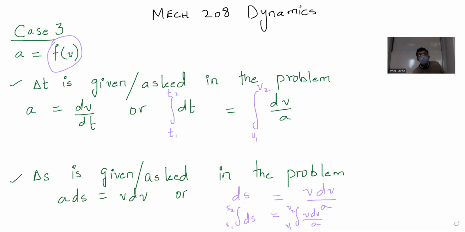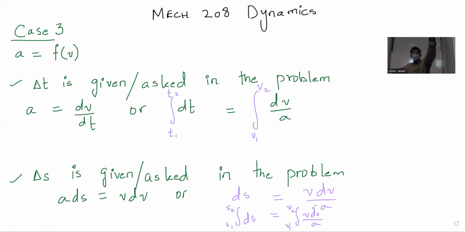A equal to 3v square. I will put a 3v square here. I have a v here. I have a dv here. I can solve the problem. Okay. Make sense? Right? So 3 cases.